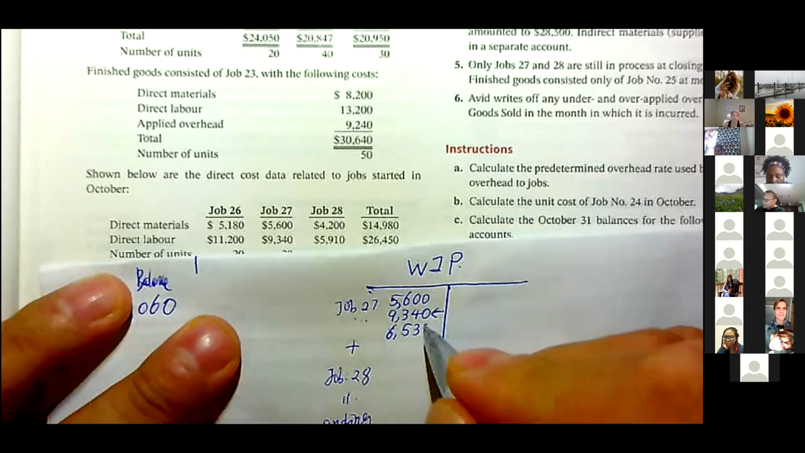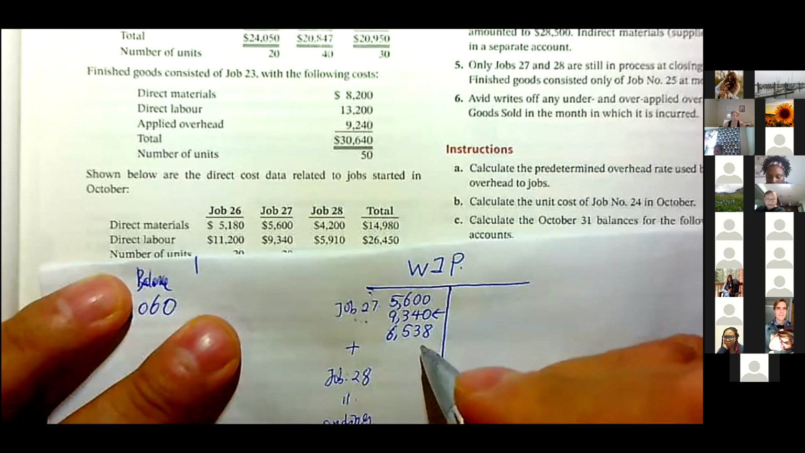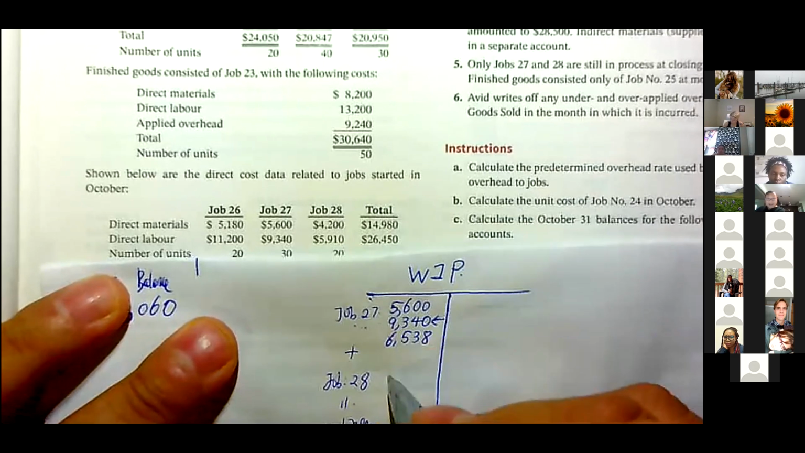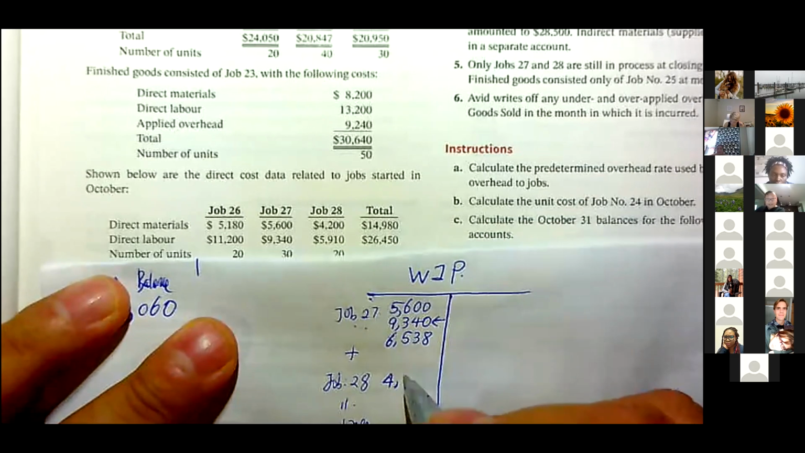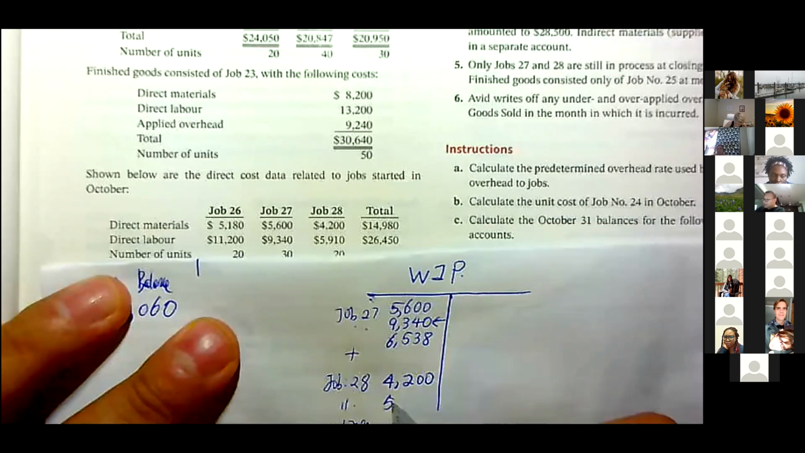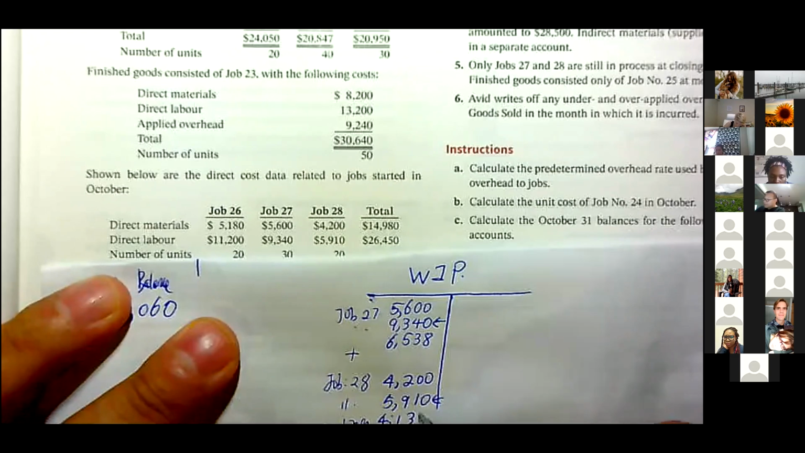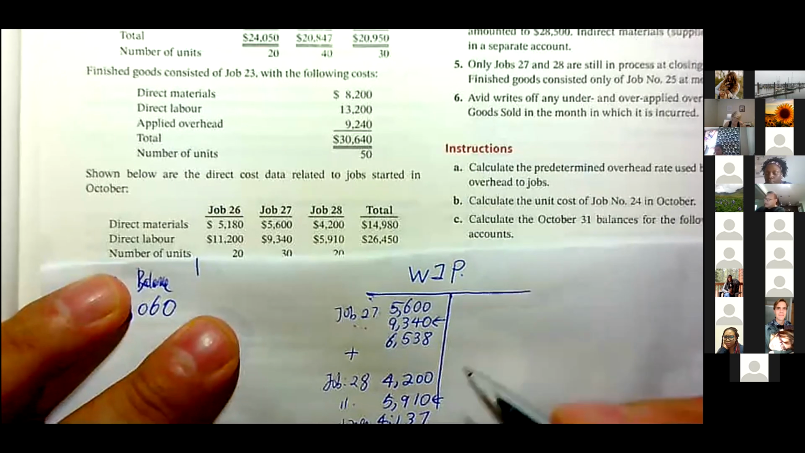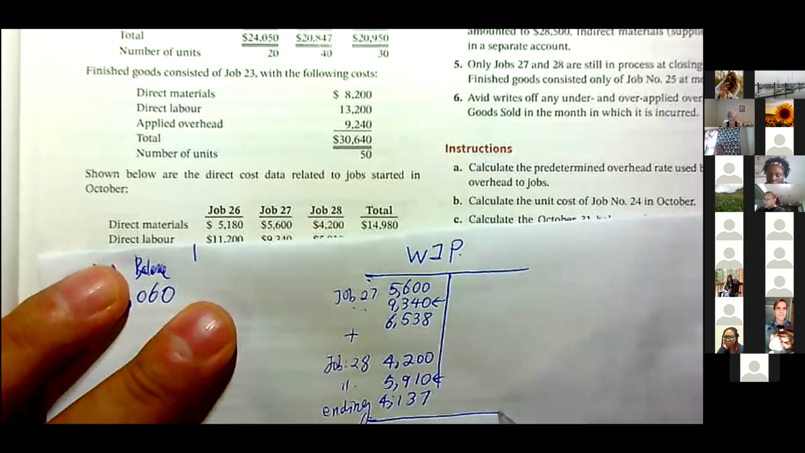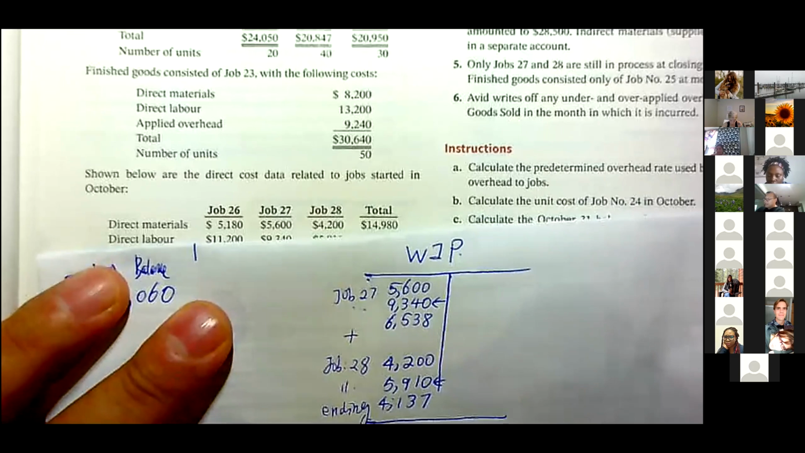So that will be 6,538. That's for job 27. And for job 28, I have direct materials 4,200 and direct labor 5,910. I also need to do 70% of direct labor for my overhead, which is 4,137. So this is the work in process, right? When I add them up, this will be my ending balance.